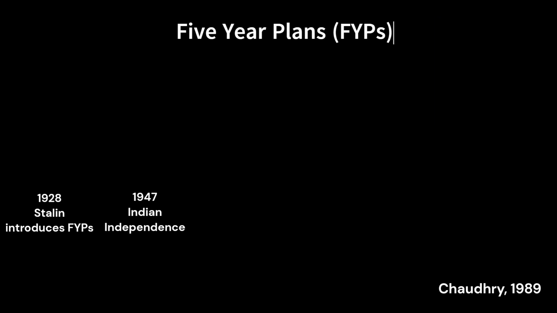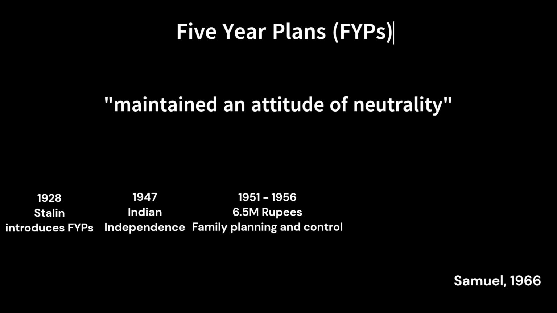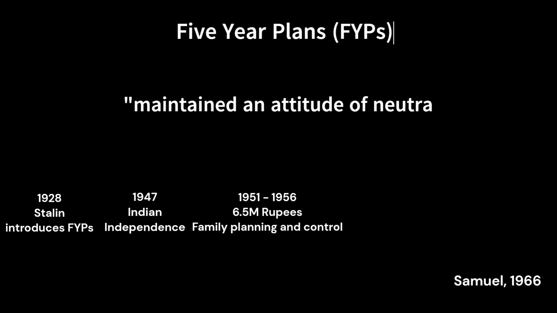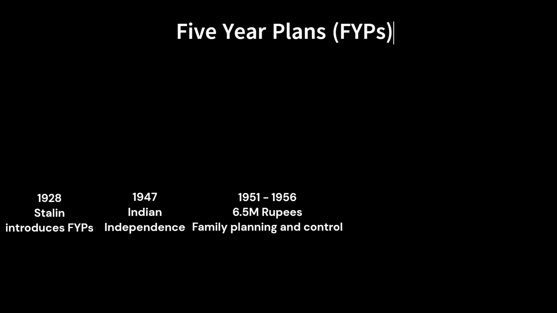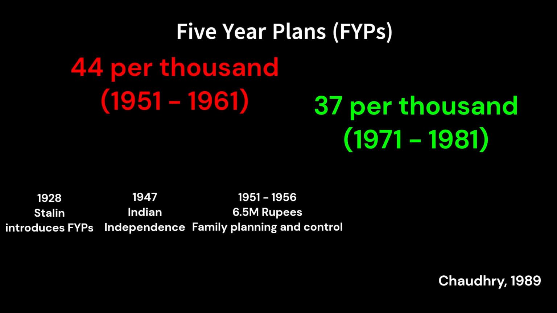India's first 5-year plan, enacted in 1951, involved the allocation of 6.5 million rupees to family limitation and population control, a marked change for a government which maintained an attitude of neutrality with regards to population policy. This proved to be somewhat successful, with birth rates falling from 44 per thousand in 1951 to 61, to 37.2 per thousand in 1971 to 81.